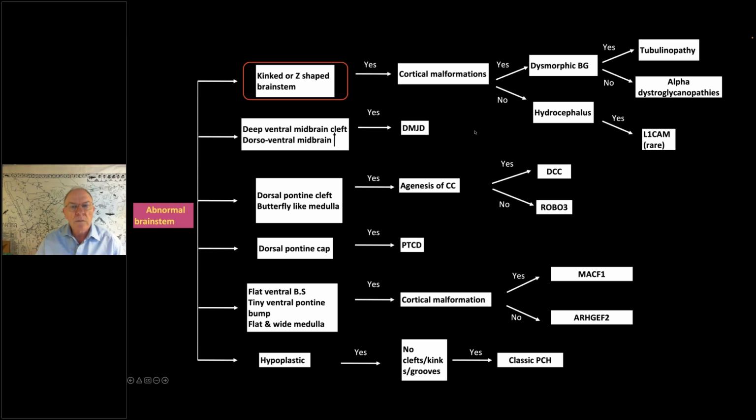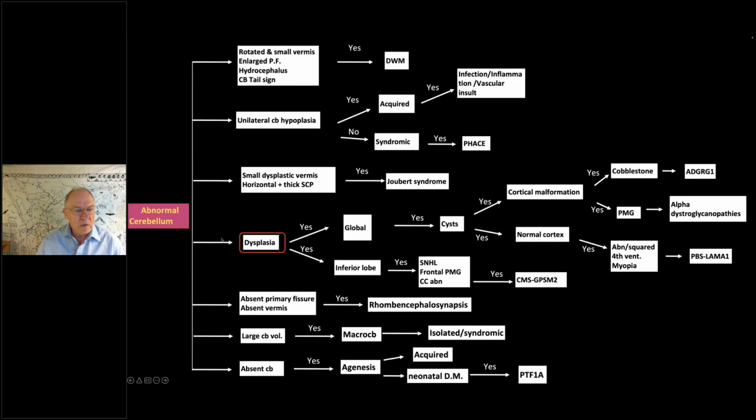If you want an approach, this is just a rough diagram which I tend to follow. If you concentrate on the brainstem, and it is kinked or Z-shaped and has cortical malformations, if there is a dysmorphic basal ganglia, one must suspect tubulinopathies. If the basal ganglia is normal, as seen in our case, one must think of alpha dystroglycanopathies. Again, for the cerebellum, this is not conclusive, but just a rough approach. If there is dysplasia and presence of cysts with cortical malformations, if it is cobblestone, one must think of GPR56, or the new gene name ADGRG1. If there is polymicrogyria, one must think of alpha dystroglycanopathies.